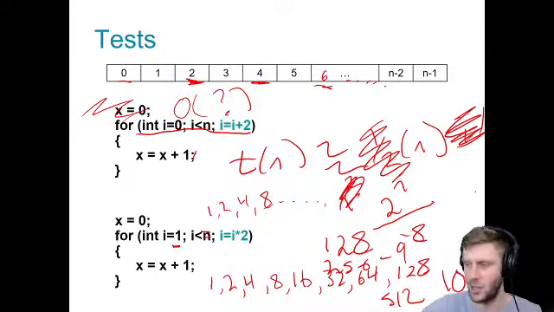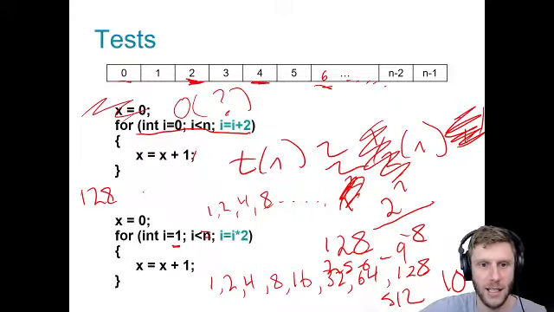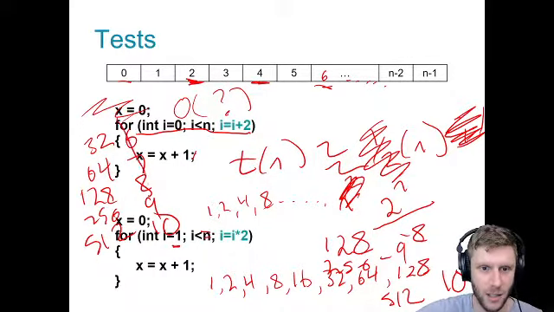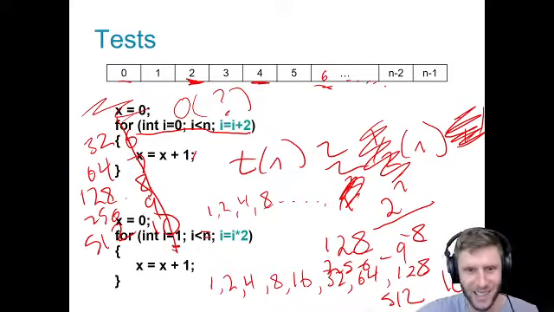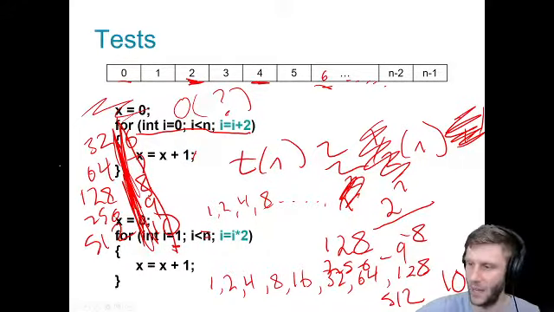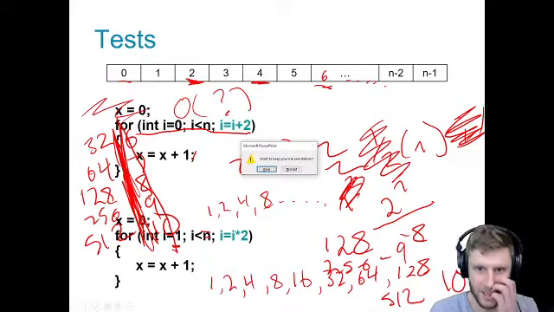So what's the relationship here? What's the relationship between 128 and 8, 256 and 9, 512 and 10, 64 and 7, 32 and 6, and so on? I know it's probably hard to see, it's getting all jumbled. What's the relationship between the number of times that loop's running and whatever n is? Well, let's see.